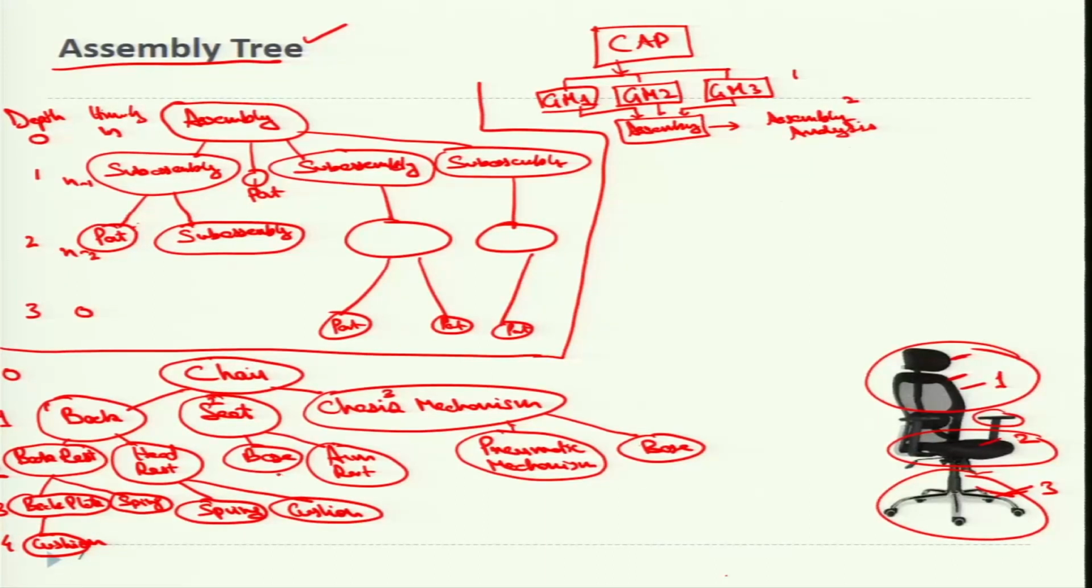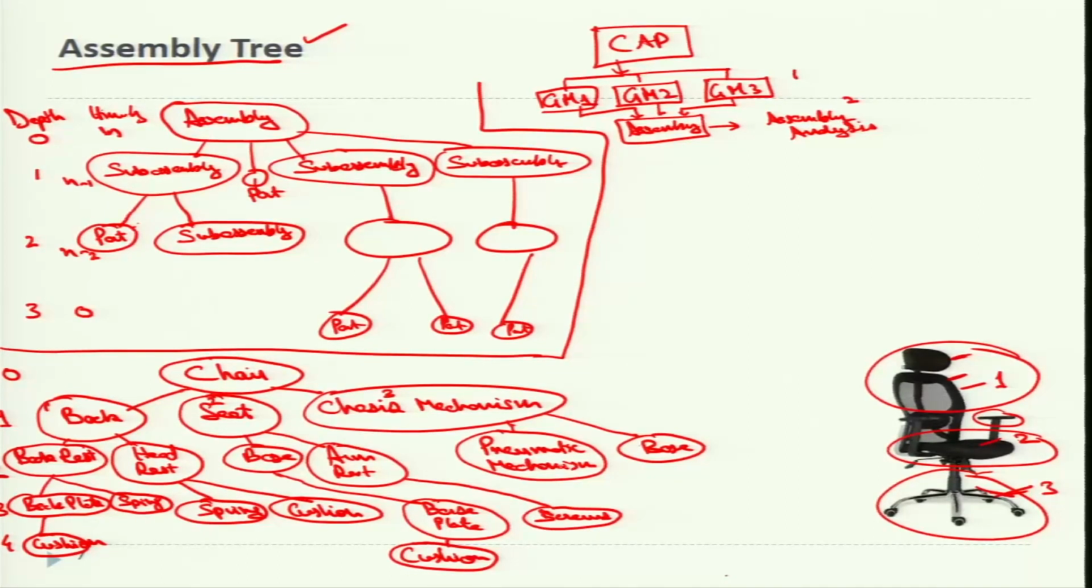Let us talk about the base of the chair, which is the main seat. The base has the base plate, and on the base plate we have the cushion. Here it doesn't have any cushion, but the armrests do have, I would say, screws.